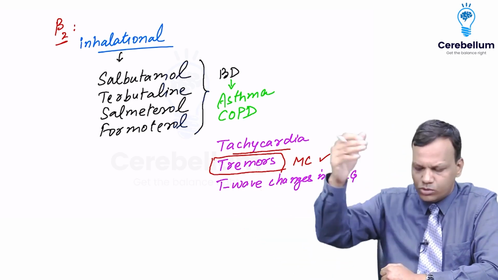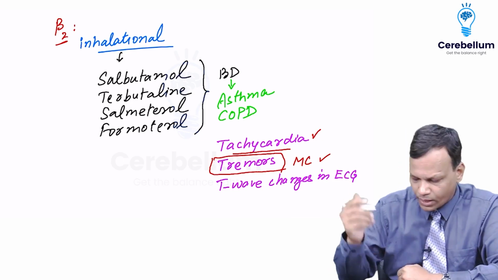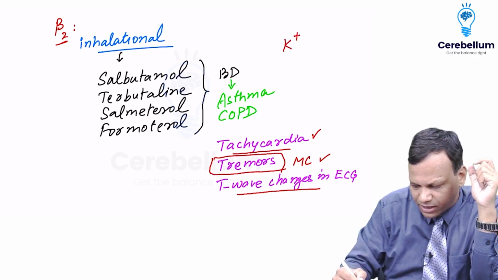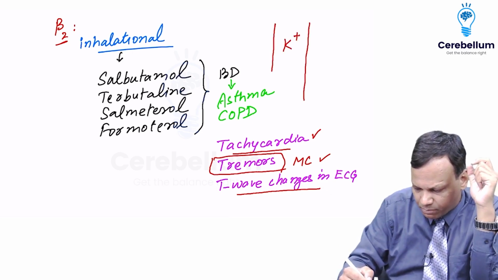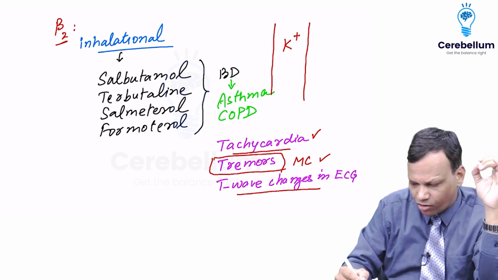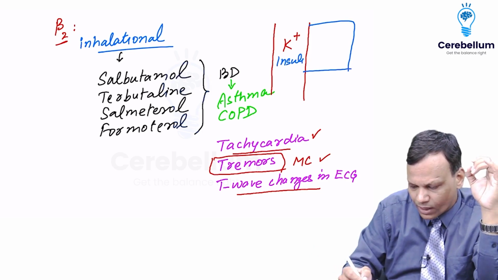Clear? So at high doses, they cause tachycardia. Tachycardia is seen only in high doses. Now, the third important thing is the potassium which is present in the blood. Remember, potassium is afraid of two things. What are those two things? One is insulin, and the second is beta 2 agonist.